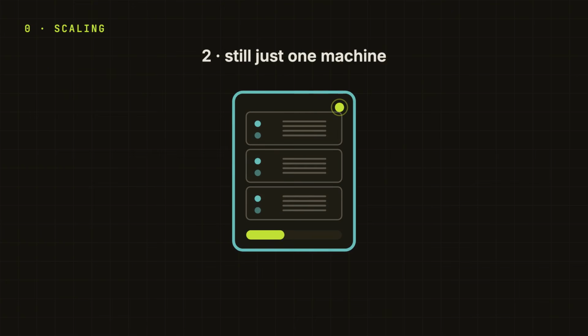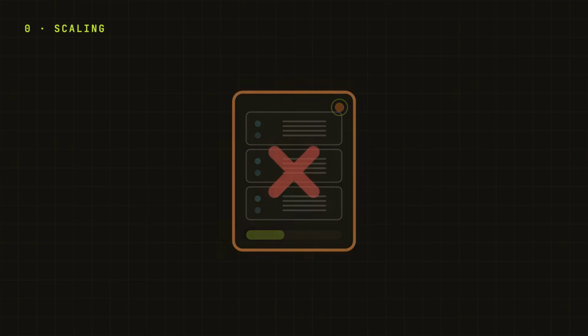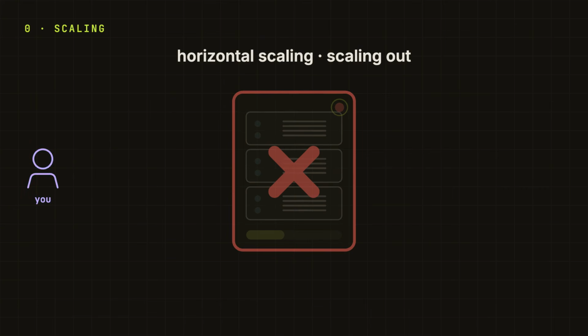And two, and this is a serious one, it is still just one machine. So if it fails, your entire site goes down. We call that a single point of failure. One thing whose failure takes everything with it. The second way is horizontal scaling, scaling out.